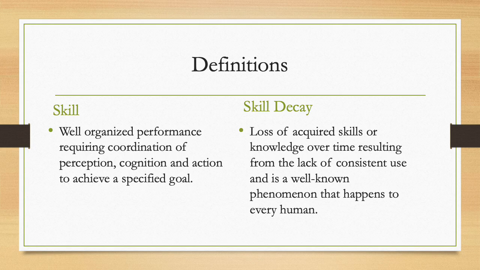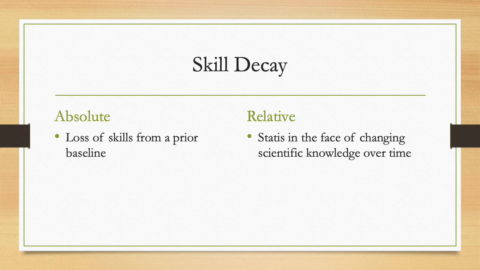So, there are two types of skill decay: your absolute and your relative. Absolute is that loss of skills from a prior baseline. So, you've been trained in this field, you know this field, that is your initial baseline training. Then you have what's called relative skills. Those are skills that we have that as new knowledge comes available to us, we still stick with our own knowledge. Our focus though will be on the loss of skills from the prior baseline, thus the absolute.